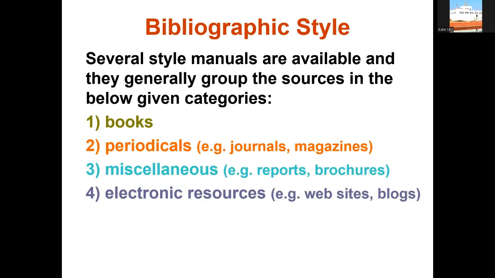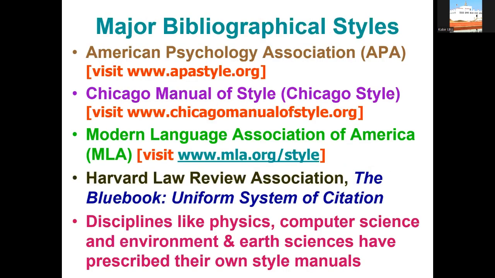What is the bibliography style which we are going to discuss today? Mainly, there are many styles of giving the references of the books, and the periodicals and the journals also. So generally the books, periodicals, miscellaneous like reports, brochures, government gazettes, and electronic sources are given. How these can be given as a bibliography at the end of the thesis.